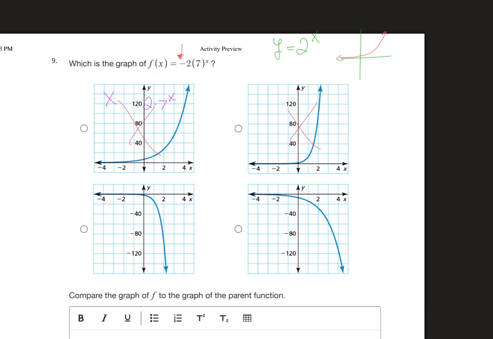If I'm a little lost, I'm going to plug in some numbers and then match them to the graph. So what am I going to plug in? Well, take a look at your x. Your x, what's the word I'm looking for?